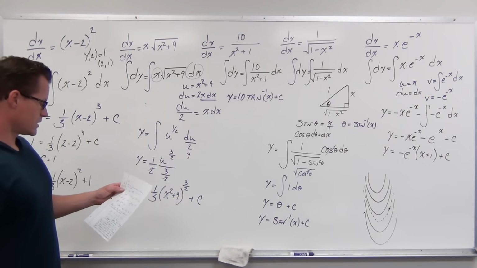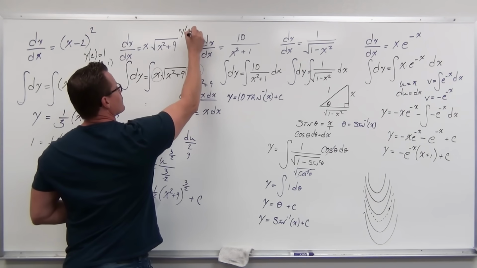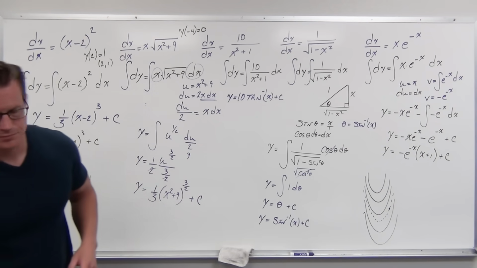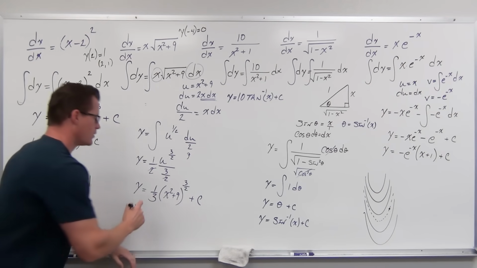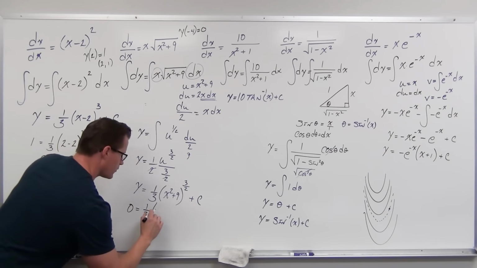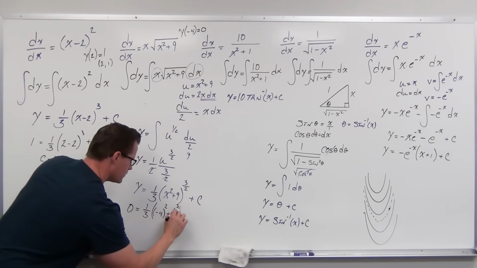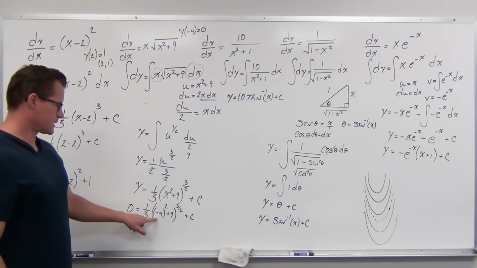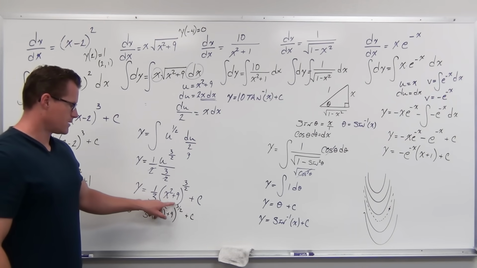Next one, let's suppose that we have the fact that we need to go through the point -4, 0. All right, we've already done the entire integral, but down here right at the very bottom, we know that y is 0 when x is -4. Let's see, 16 plus 9, 25 to the 3/2 power.